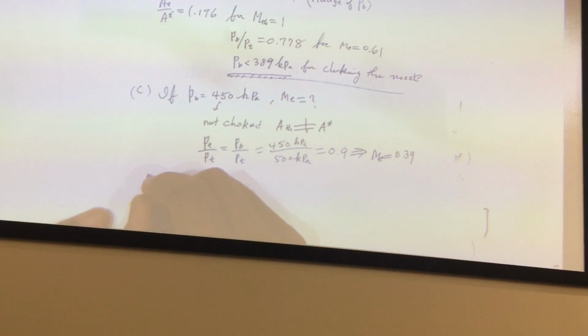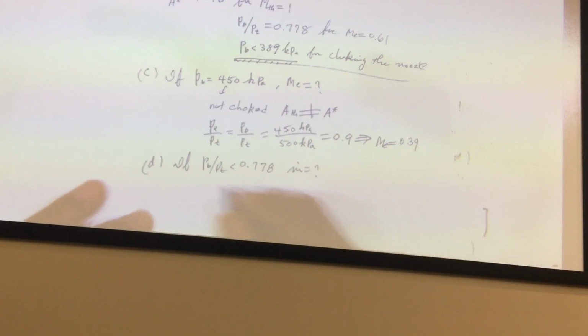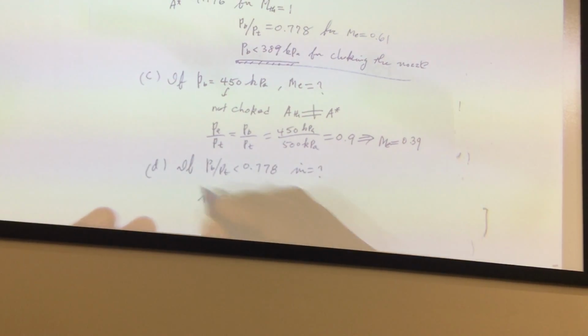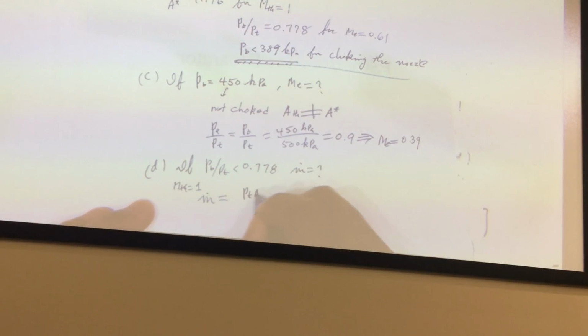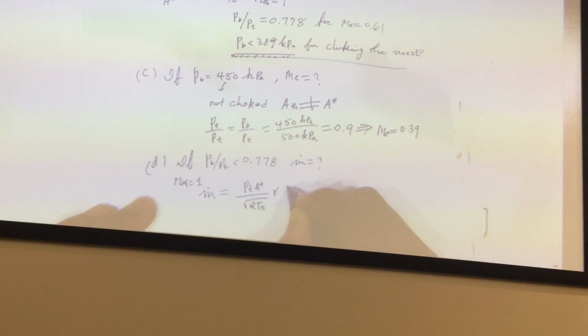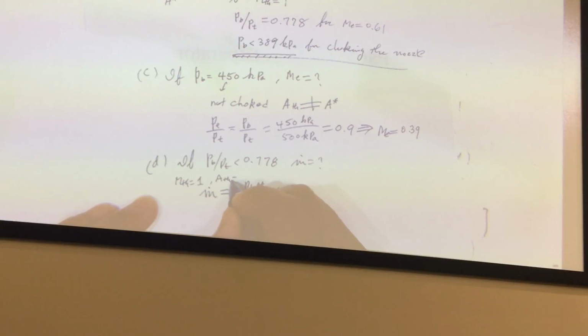So if PB over PT is less than 0.779, M dot equal to 1. Now, M dot is easy because you choke, right? Because ME is equal to 1. So M dot, that means it's choked, is PT A star square root of gamma over RTT, and A_TH equal to A star here.